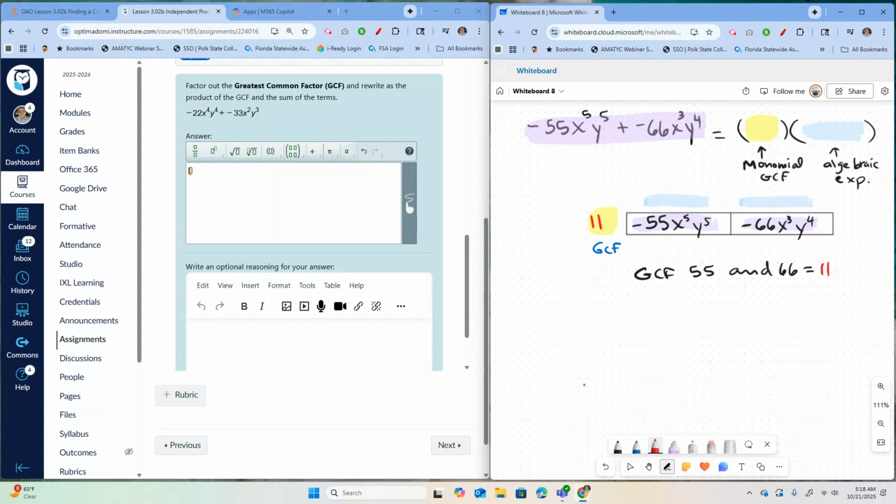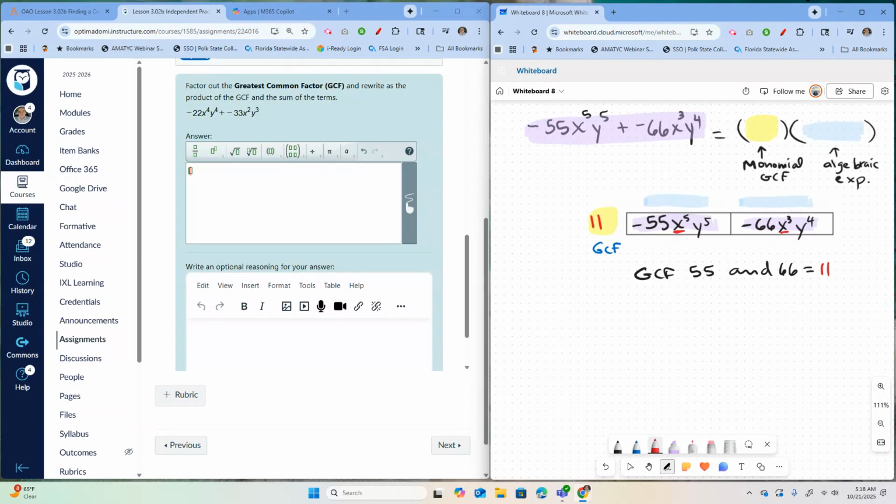Now I'm going to find the GCF of the letters. In the previous problems, I expanded the letters. So for example, x to the 5th, I would have written x times x times x times x times x. And x to the 3rd, I would write x times x times x. Then I would count how many x's we have in common. However, there's a shortcut, and that's what I'm going to share with you.